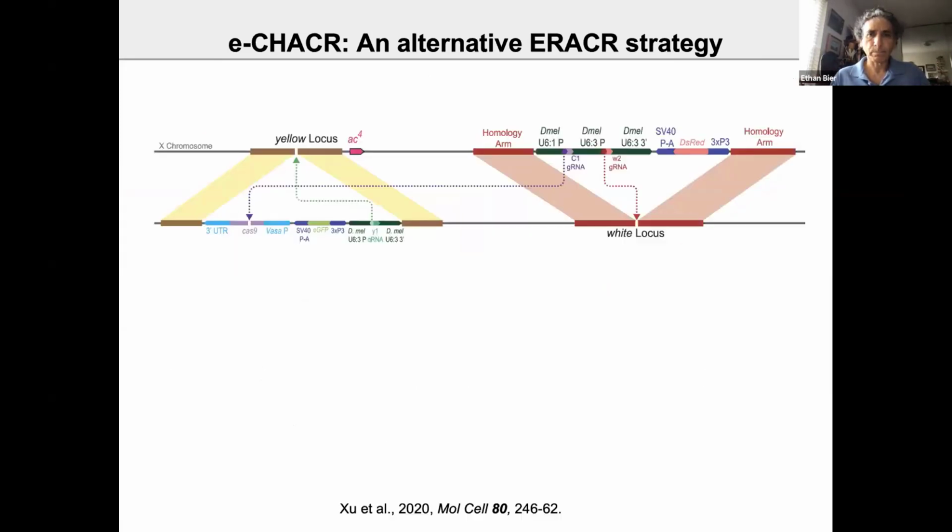So this is an example of an eCHACR in white, the one that performed the best, across from a gene drive in yellow, and just indicating with these arrows all the things that can happen. The simple thing, of course, is it can copy itself into the white locus, the eCHACR. Then it has a guide RNA that mutates the Cas9. Then the gene drive has a guide RNA that can cut the yellow locus to copy itself.